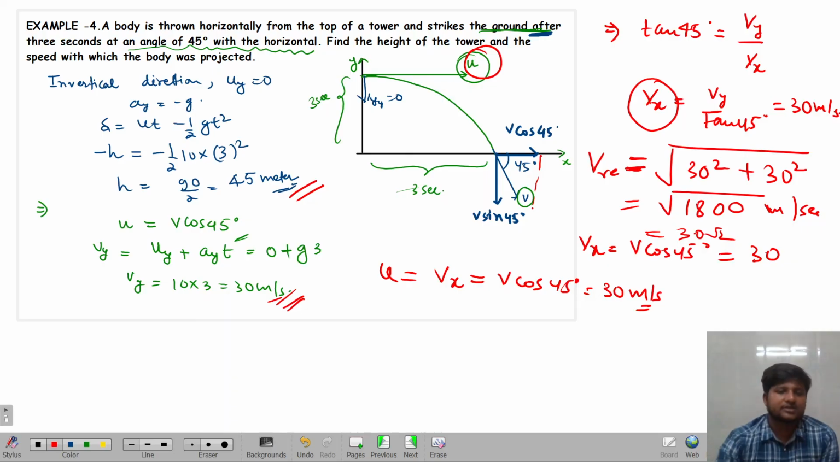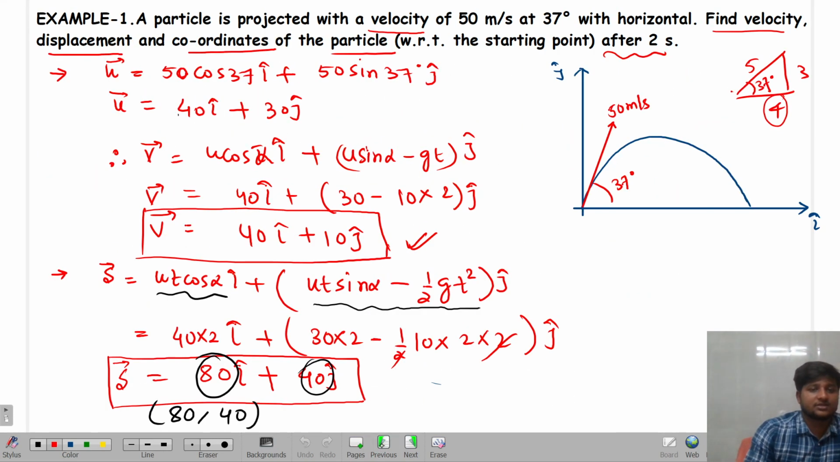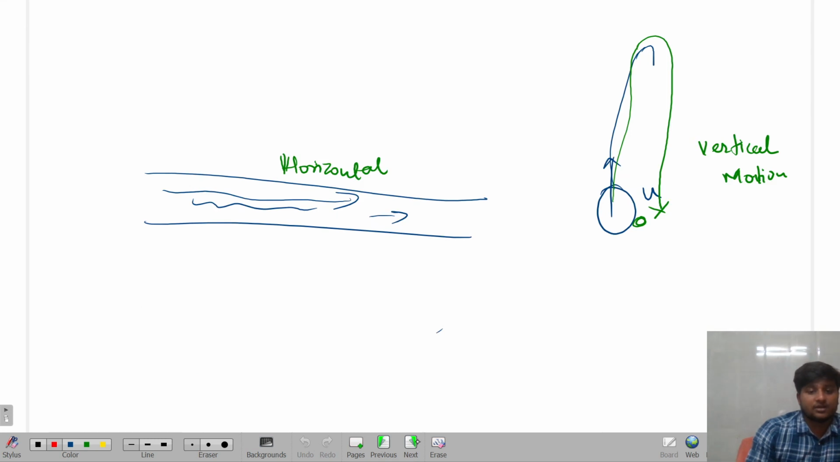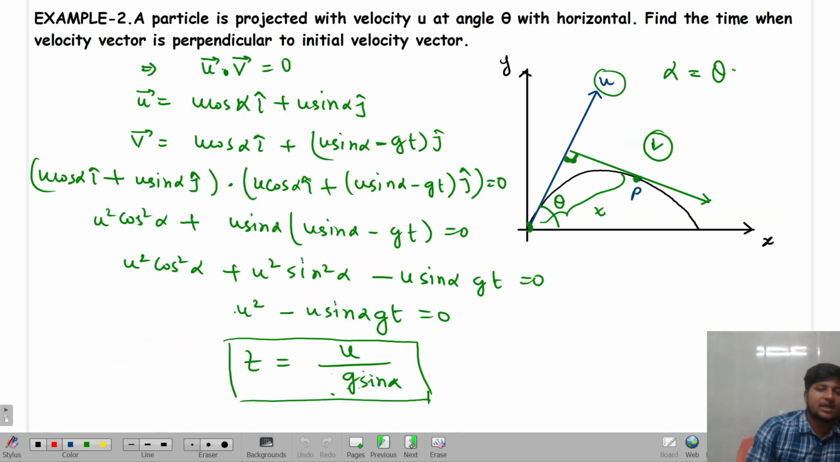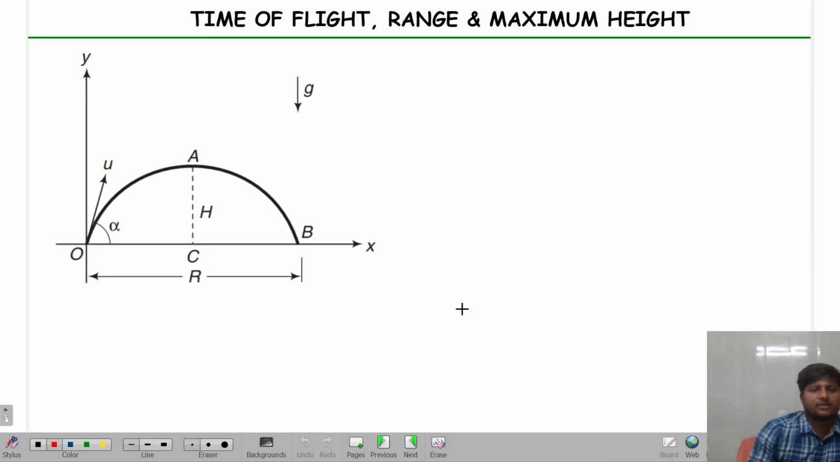Okay. So these were the best questions of projectile which you will never find in any kind of book. I have typed this, written this, and then we have done. Okay. So please try to understand, try to get through the questions. Next, whatever we have done yesterday, tomorrow I'll do a little bit of revision. Okay, time of flight, range, and maximum height, so that again you can understand in a better way.